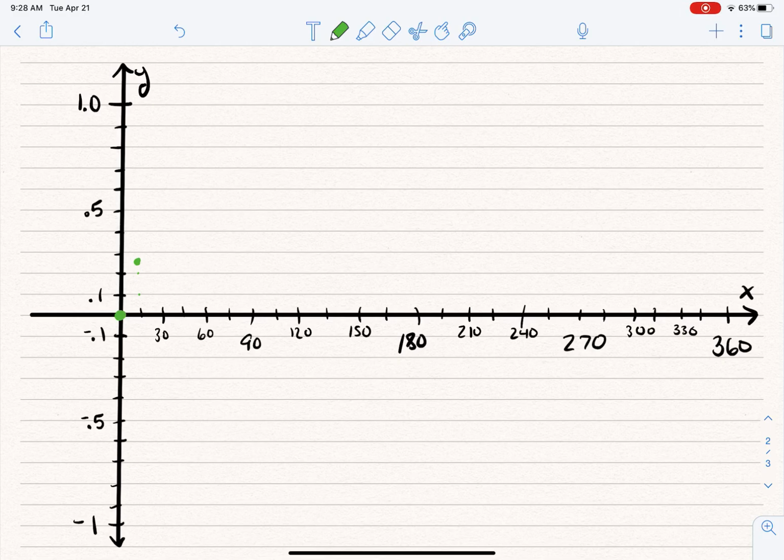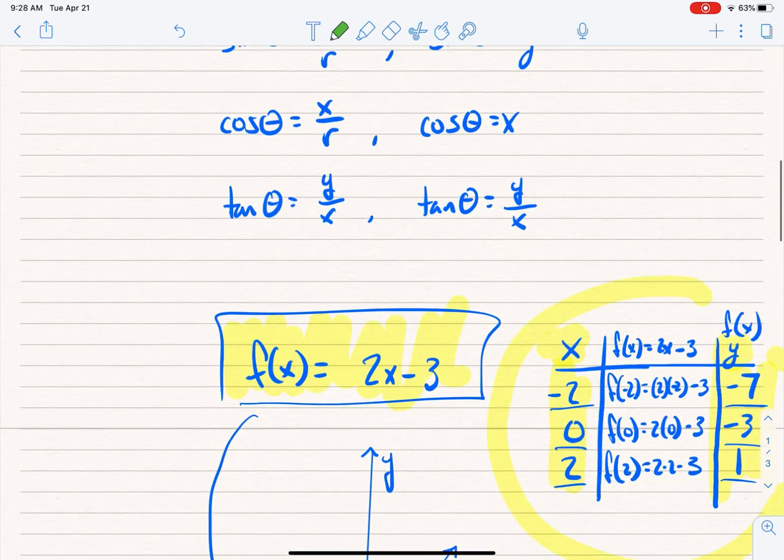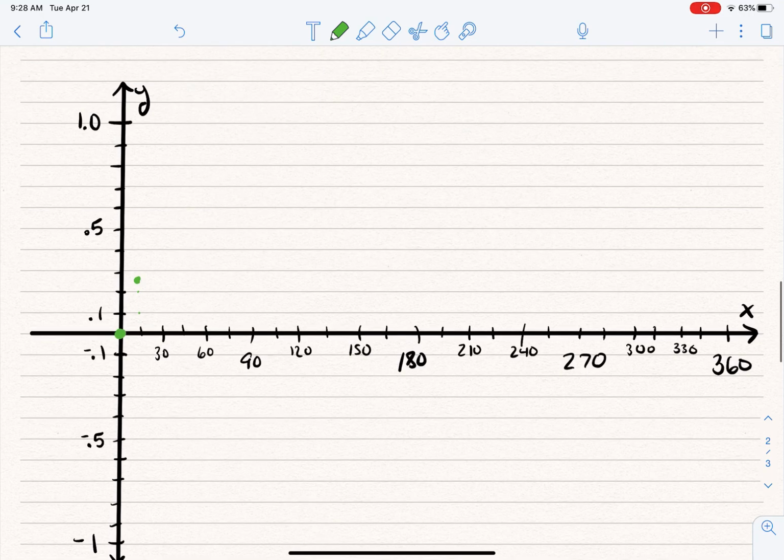Let's go back up and see what our next value was. Next value is 30 at 0.5, and then 45 at 0.71. Okay, so 30 degrees right here. And we're going to go all the way up to 0.5: 1, 2, 3, 4, 5. There's a dot right there.